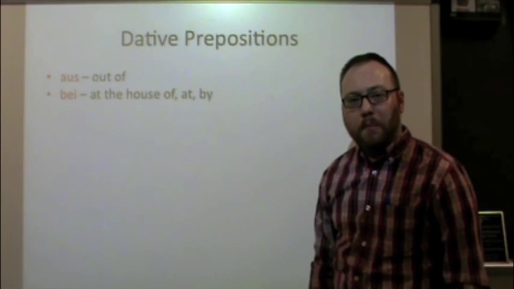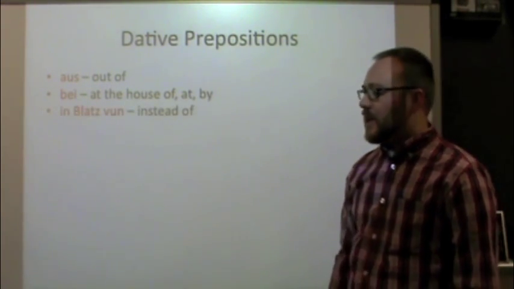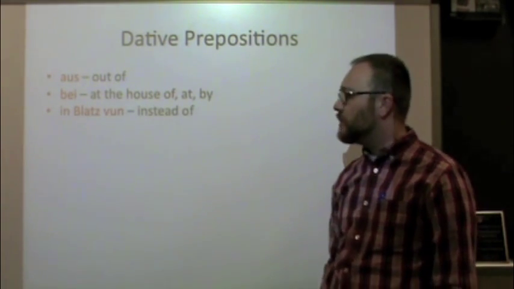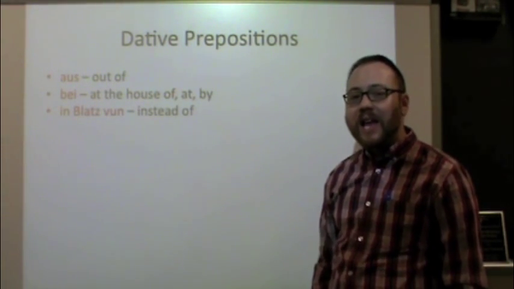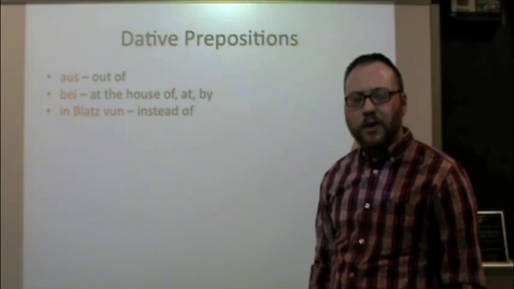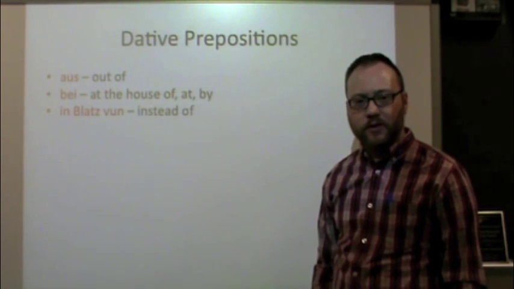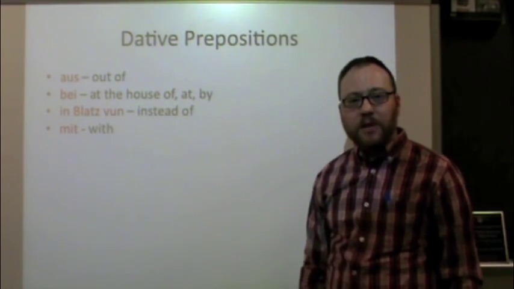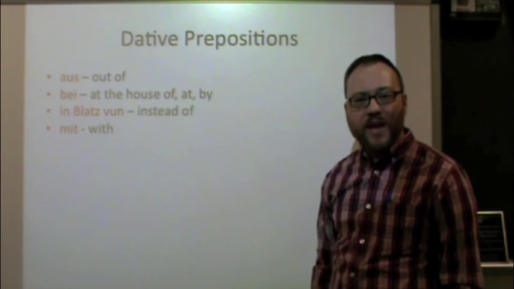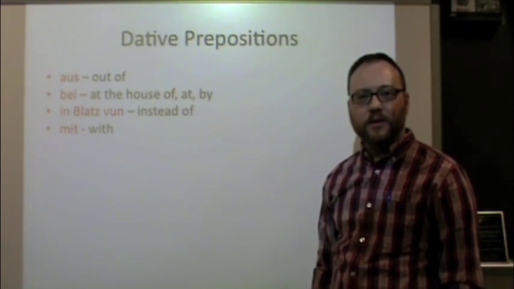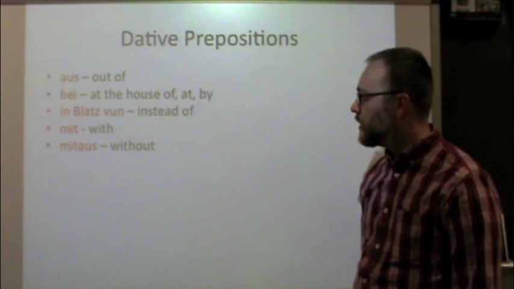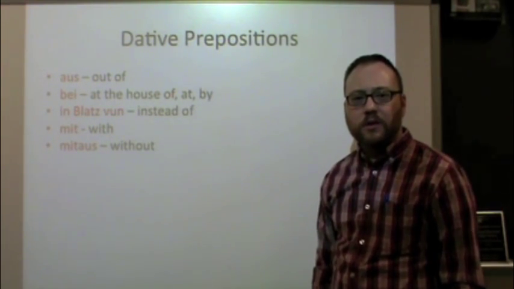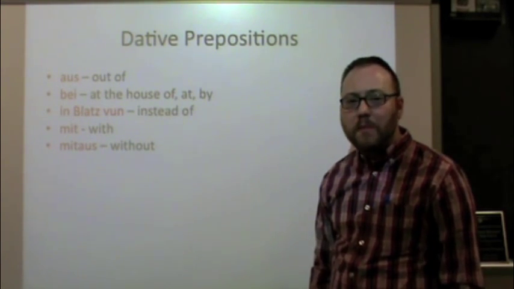Anstatt von is a phrase, a prepositional phrase, that takes the dative and means instead of. Mit means with. It's an easy one. Ohne means without.